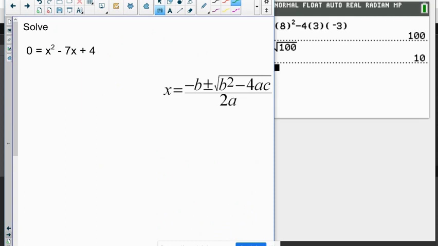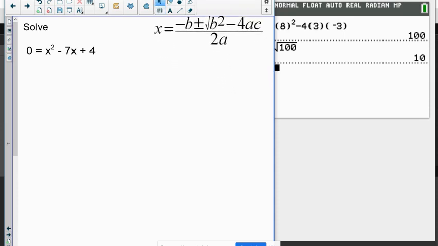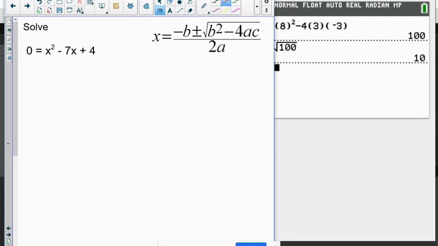So here I have 0 equals x squared minus 7x plus 4. All right, here's the quadratic formula so that we don't forget it. Now, a couple things. First of all, notice that since it's just x squared, a is going to be 1 because it's 1x squared. B is negative 7 because that minus sign makes the 7 negative, and c is positive 4.